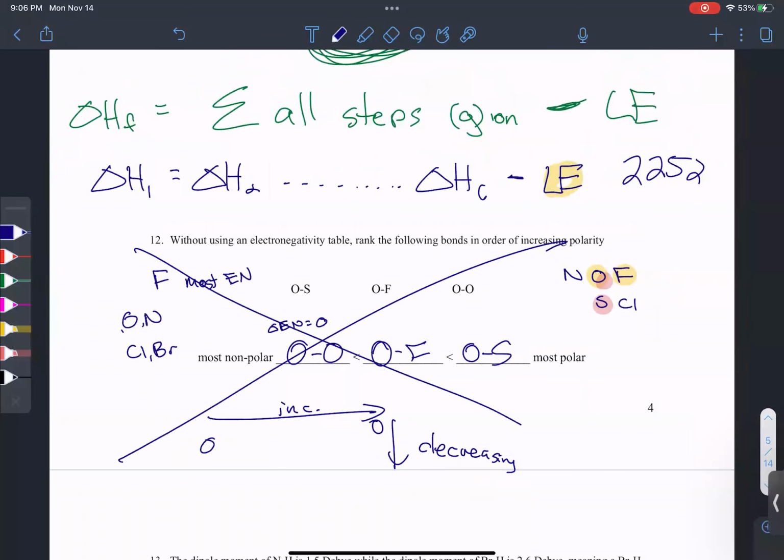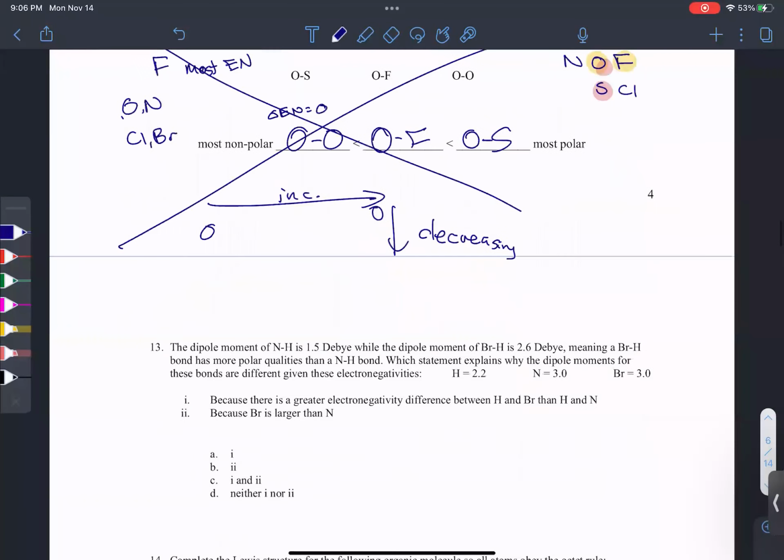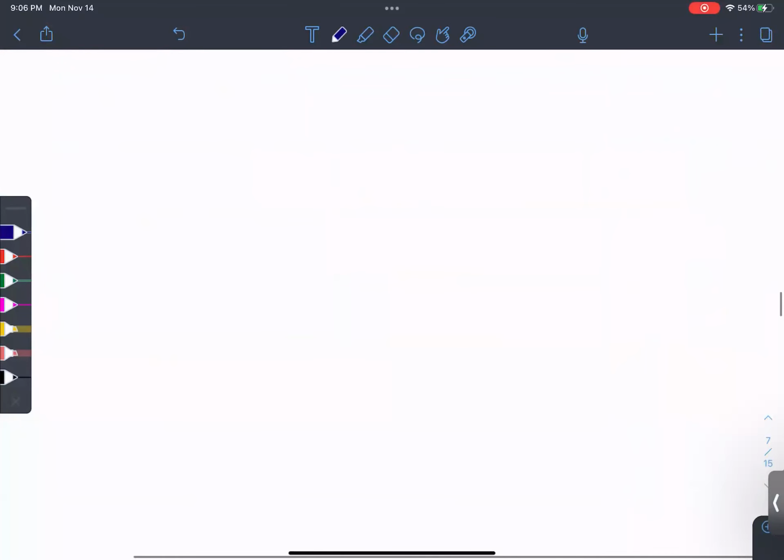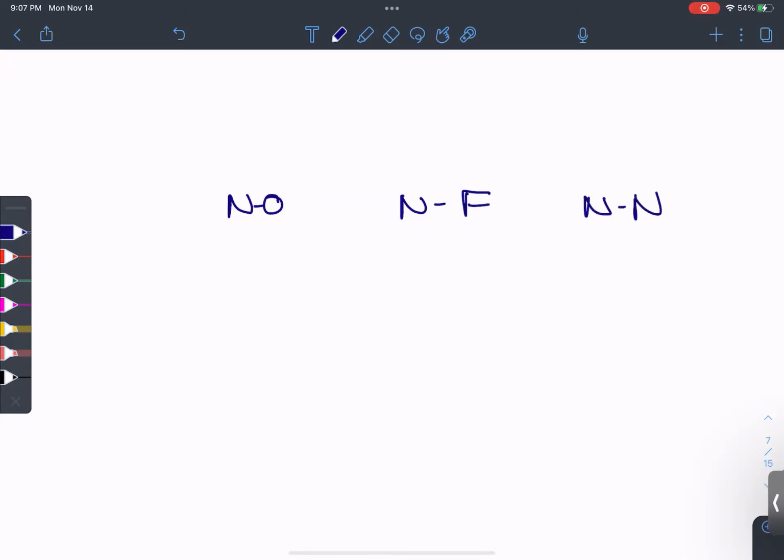Great. So let me come up with another example so we're satisfied here. What if I did NO, NF, NO, NF, what else can I do? Can't do that. Okay, NN. We can just do that one.